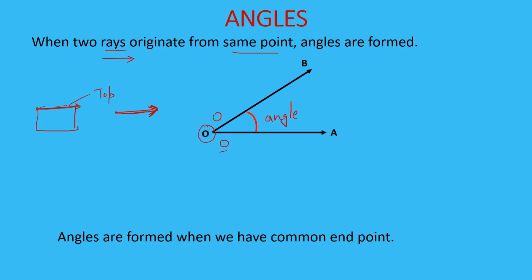But if in the same box I open the lid a little, now can you see, this is the top of the box and this is the lid of the box. This is the common endpoint only. Now this angular distance is called the angle. The angle is formed. So like this there are so many examples in our daily life in which angles are formed.